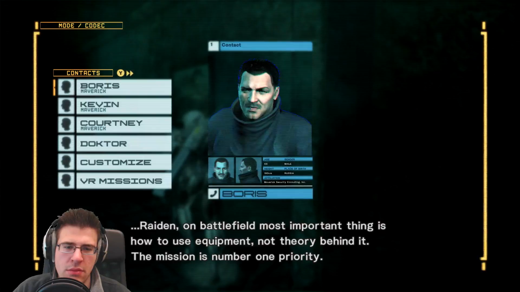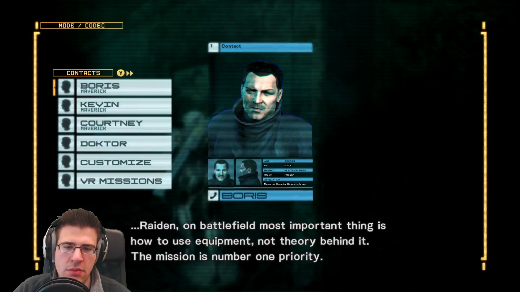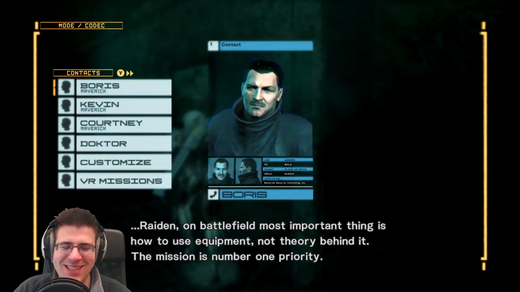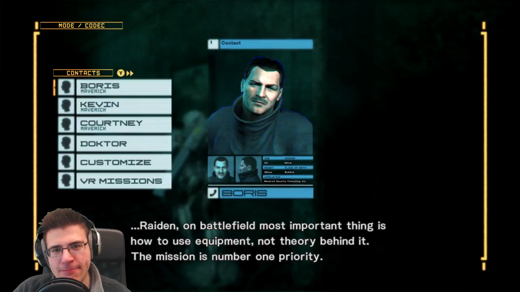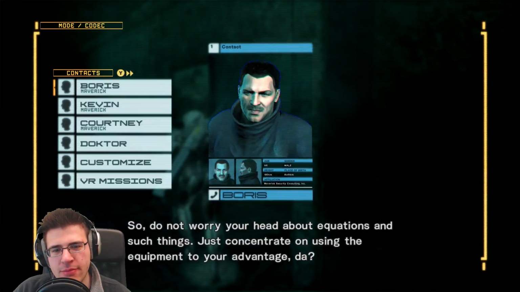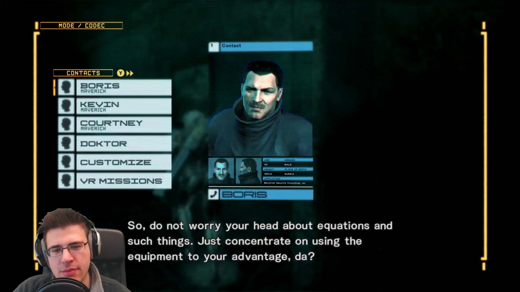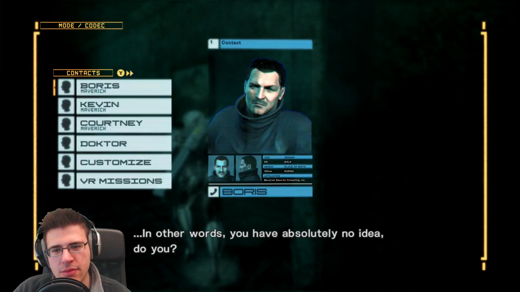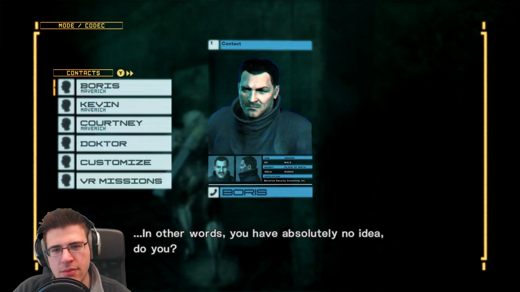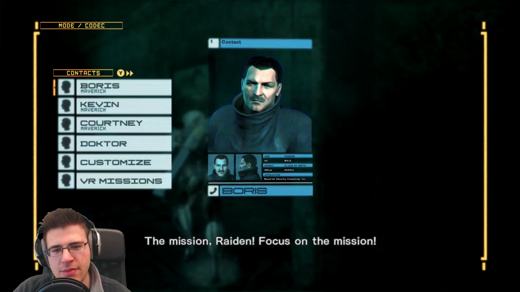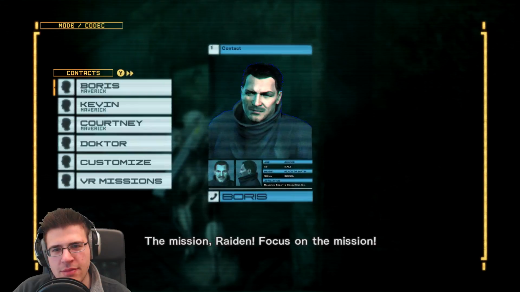Raiden, on battlefield, most important thing is how to use equipment, not theory behind it. The mission is number one priority. So do not worry your head about equations and such things. Just concentrate on using the equipment to your advantage, da? In other words, you have absolutely no idea, do you? Ah, the mission, Raiden. Focus on the mission.